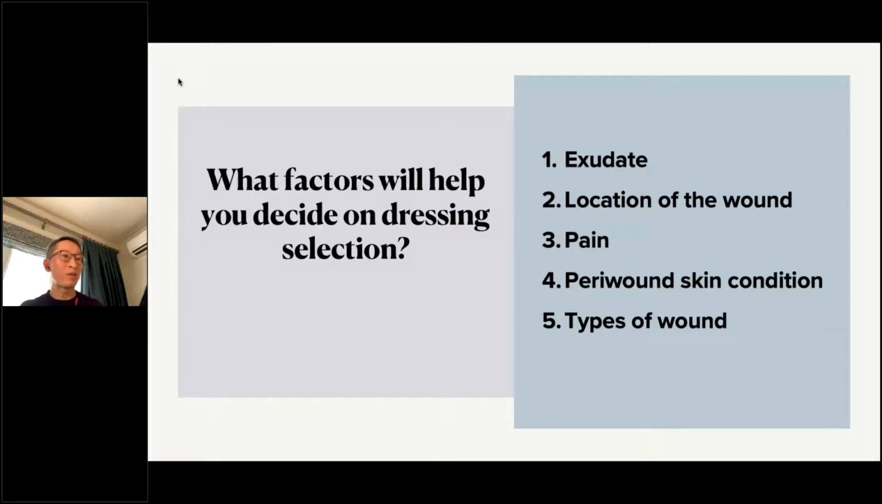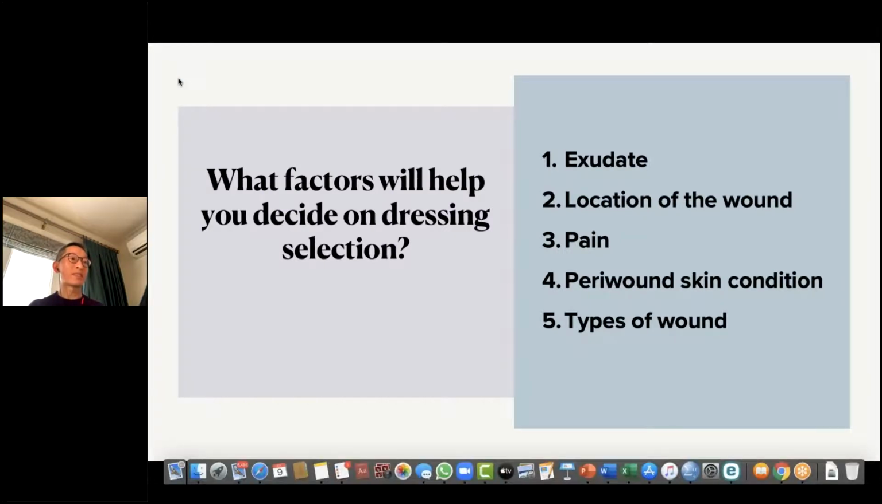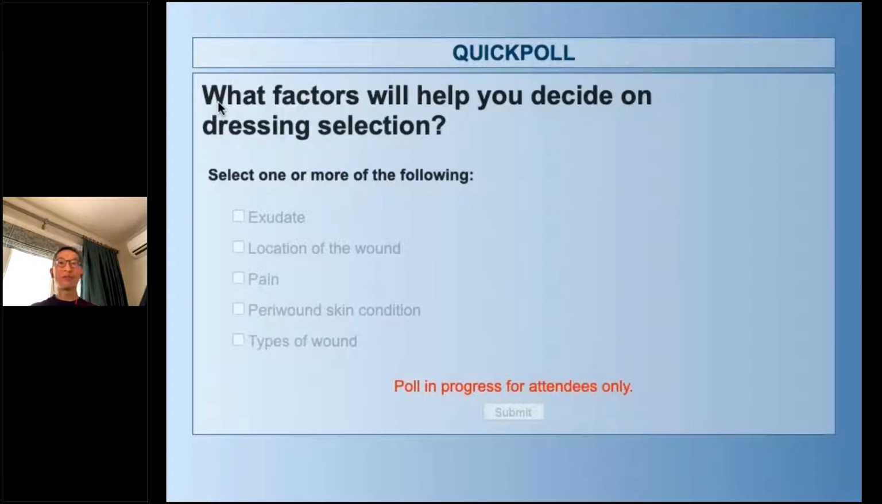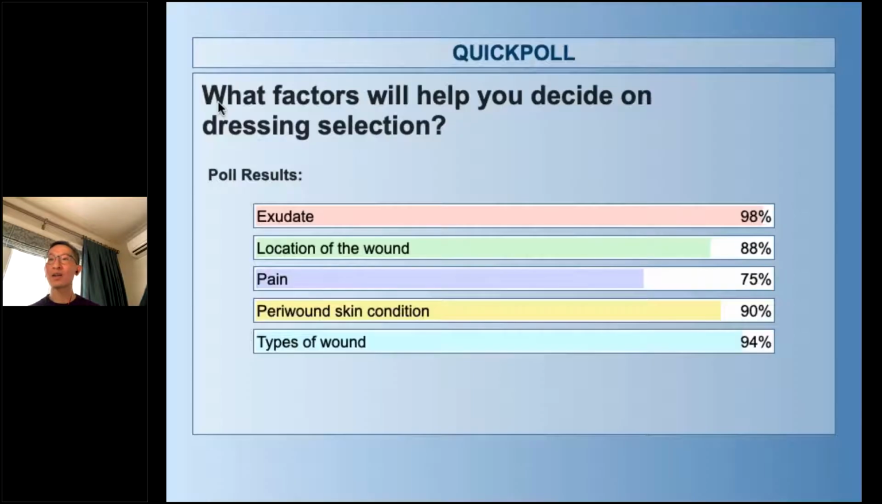So, okay, let's see if you're still awake. What factors can help you decide on dressing selection? We have a few choices here. You can select more than one. Exudate, location of the wound, pain, peri-wound skin condition, or types of wound. Some answers are better than the others. I'm curious about your choices now. All right, we have a couple seconds for you to respond, and here we go.